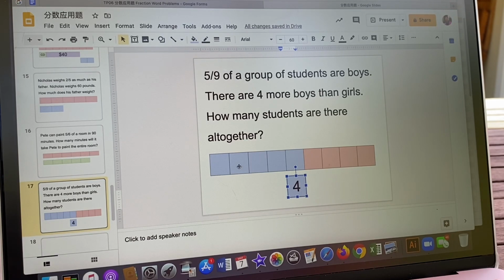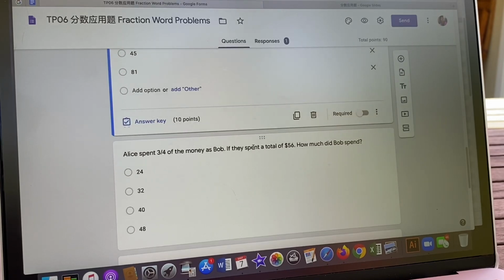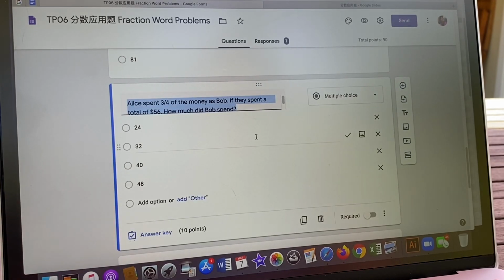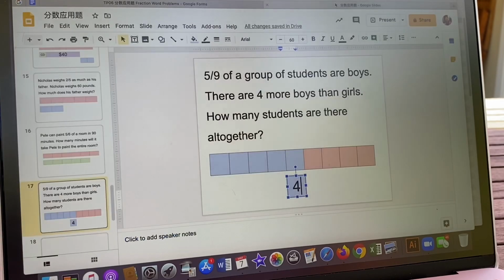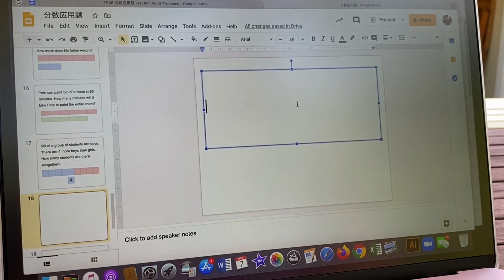How many students do we have? 9 times 4 is 36 students. Let's see, the answer is 36. Yes, I did it right. I have done it many times actually. So how many students are there altogether? So we need to add them together.